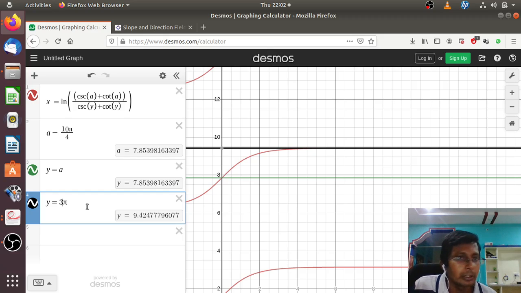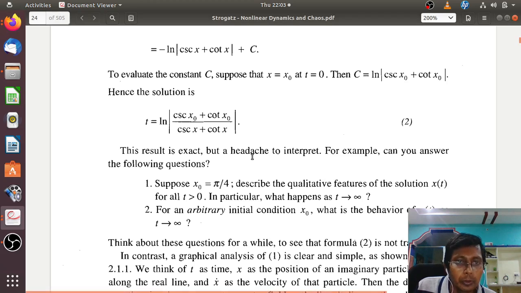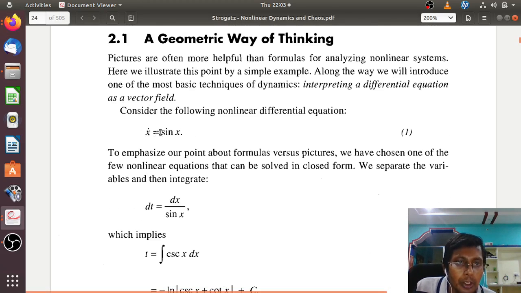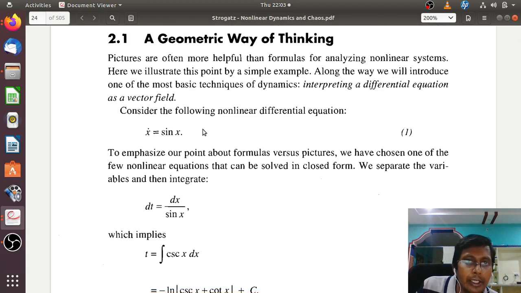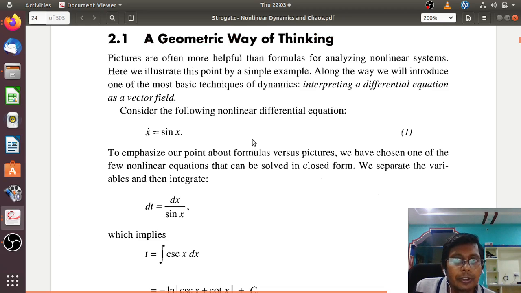But this equation looks very complex, and I couldn't understand it. So in order to understand the equation in a better manner, we are going to look at this problem from a totally different perspective, and that is the geometrical way of thinking. Fine. So we'll see what that geometrical way of thinking is in the next video.